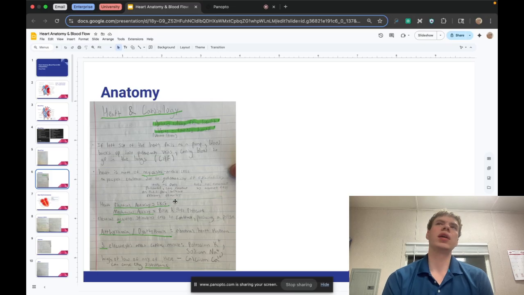So, what is an EKG? EKG means electrocardiogram, also known as ECG. They're used interchangeably. An EKG measures the electrical activity of the heart. So for EMS or in a hospital, if a patient is complaining of chest pain, you're going to do an EKG on them.